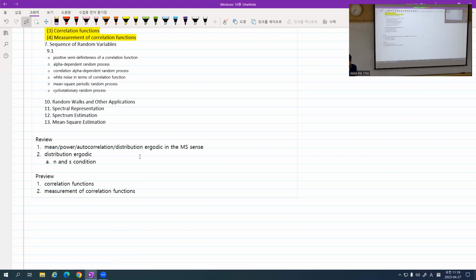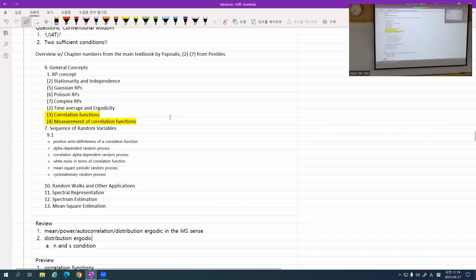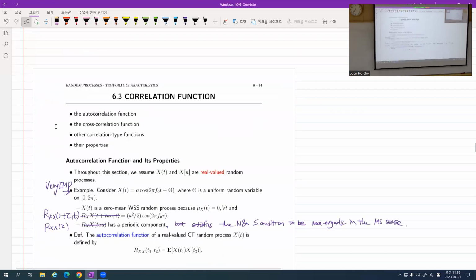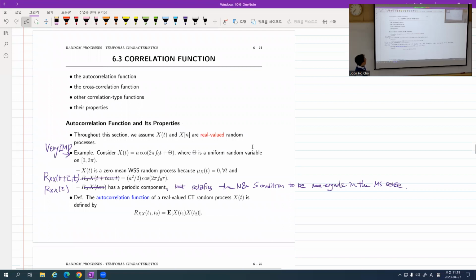Today, we are going to eventually move to sections 3 and 4 of the Peebles textbook, which is very closely related to ergodicity. So here goes the correlation function. And we are going to study the properties of the autocorrelation function and cross-correlation function and other correlation type functions and all their properties.